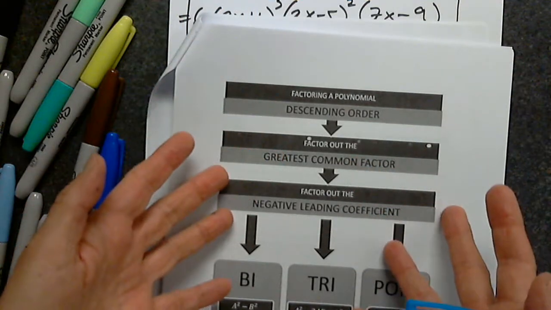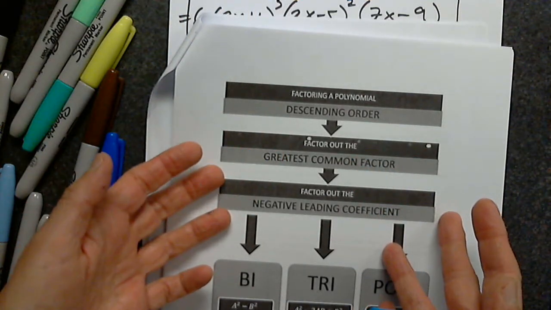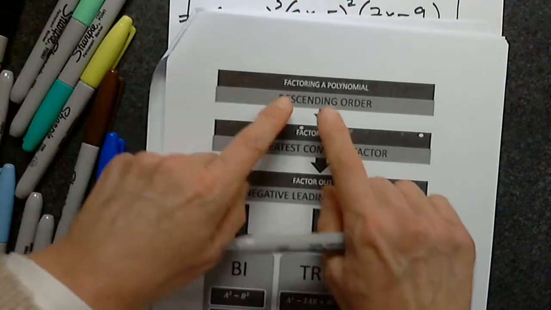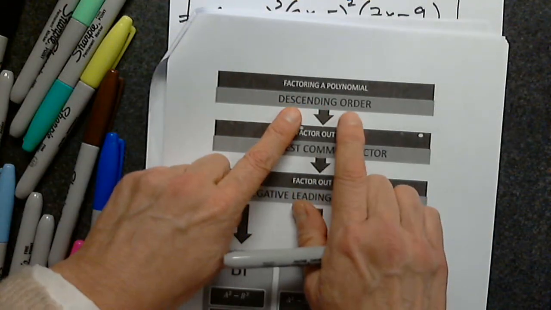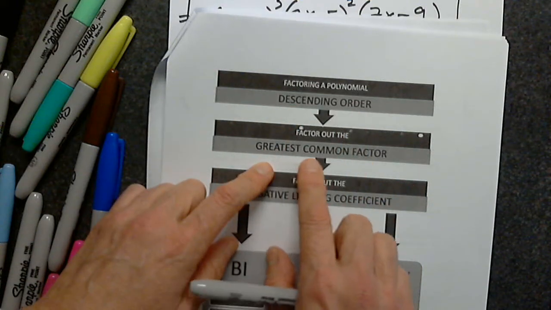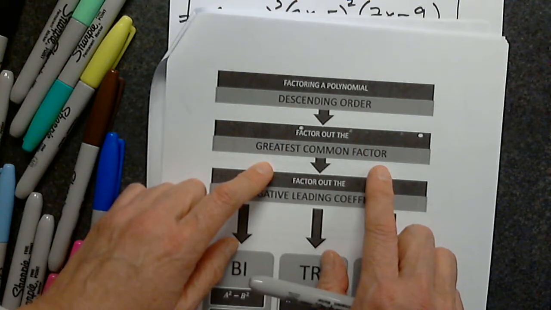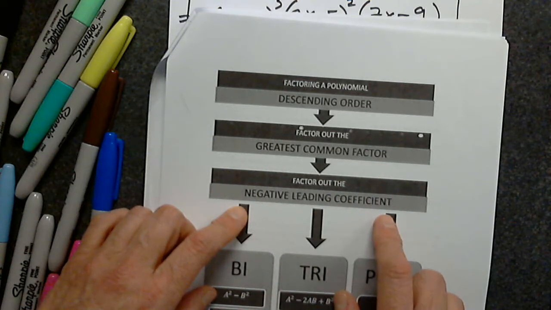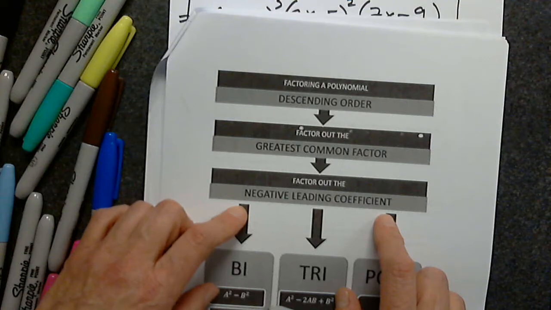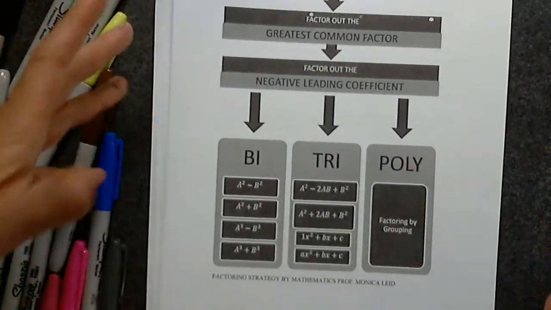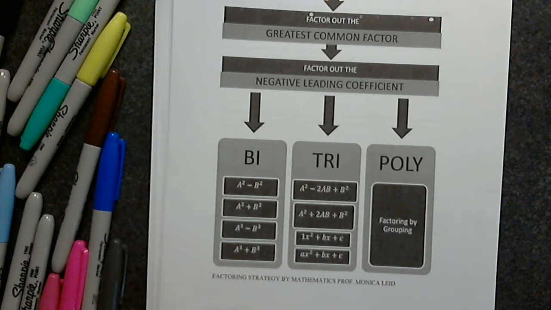The top part is identical for all types. If it's a binomial, a trinomial, or polynomial, it doesn't make any difference. I have to present it in descending order, no matter what it is. I have to find the greatest common factor, no matter what it is. And I have to factor out a negative leading coefficient if there is one, no matter what type of polynomial it is. Then, from this moment on, it's different.